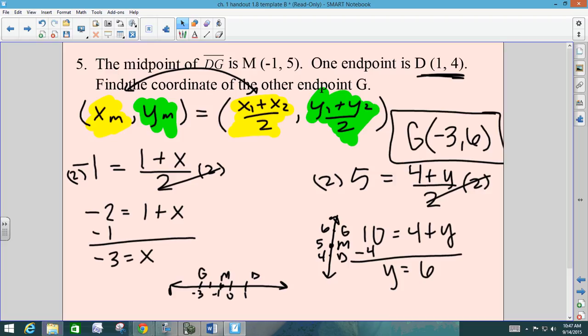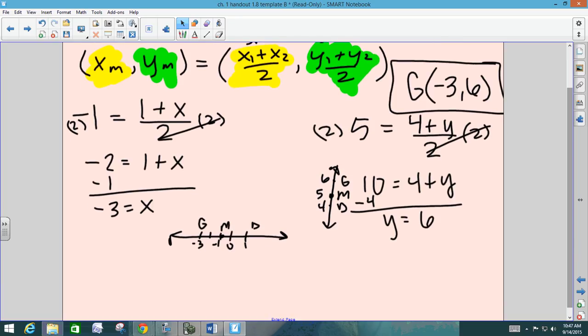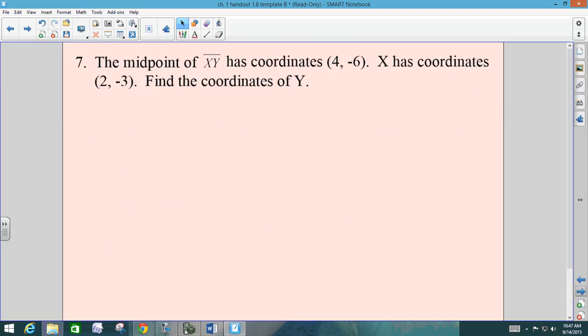There's 2 ways, and one that we showed algebraically, what Brady was talking about. Or you can do kind of like a graph, count it. If M is at -1, and I'm supposed to have the same distance between the endpoints, and I knew from M to D it was 2, well then from M to G it's also got to be 2, so figure out which direction you need to move. Go ahead and try the last one, number 7, I believe. It's the same idea. They give you the midpoint and they want you to find one of the endpoints.